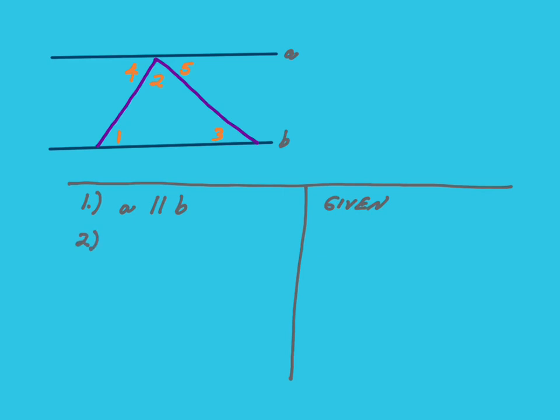Now, what we also know in our picture is that the measure of angle 4 plus the measure of angle 2 plus the measure of angle 5 equals 180 degrees. We could say that because those three angles together form a line, or a linear pair, but they also have to add up to 180, don't they?